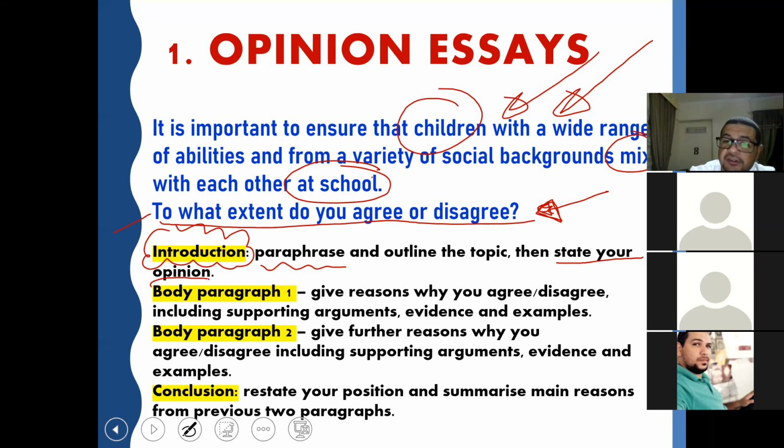Then in body 1, you give reasons why you agree or disagree, including supporting arguments, evidence, and examples. In body paragraph 2, you give further reasons, meaning more reasons why you agree or disagree, including supporting arguments, evidence, and examples. So you will find that both body paragraphs 1 and 2 actually support the same point of view, which is your opinion.